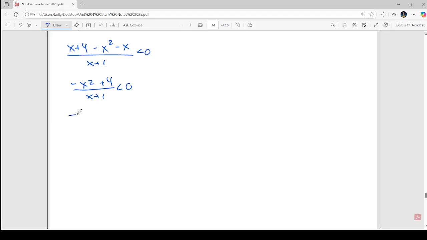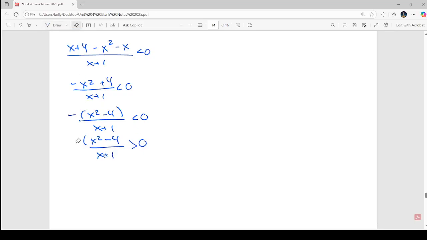I'm going to factor out a negative sign. Okay, now my favorite thing to do with negatives is actually divide them out. But in this case, that will change the sign to greater than 0.